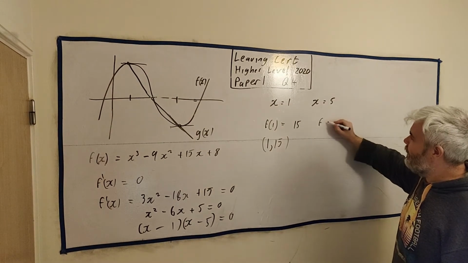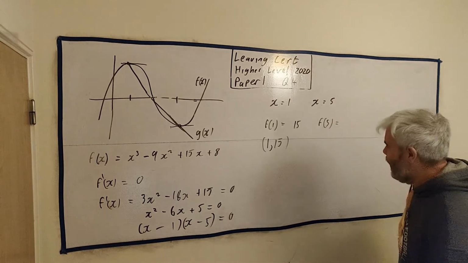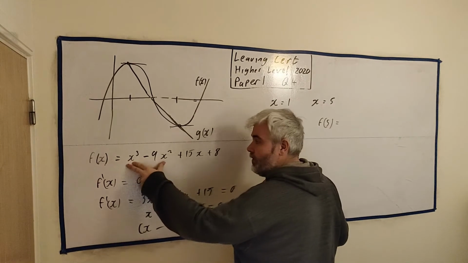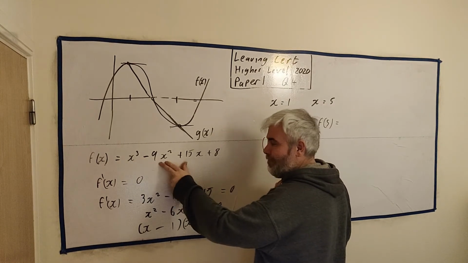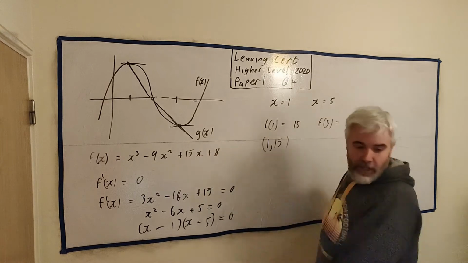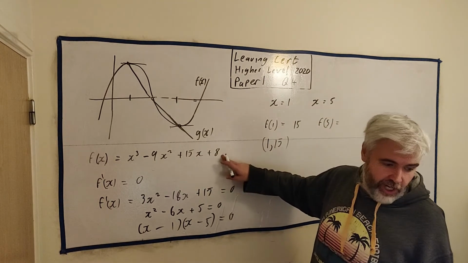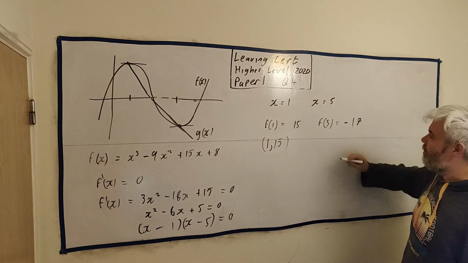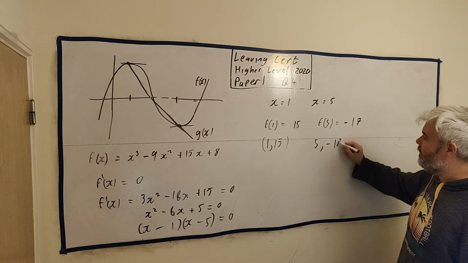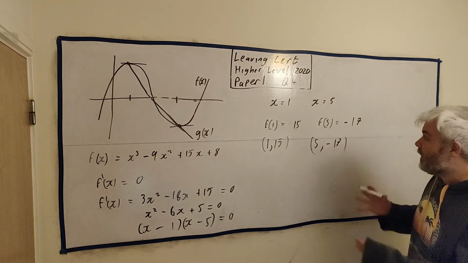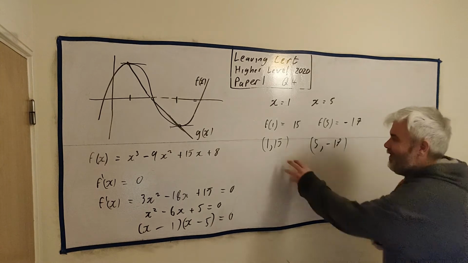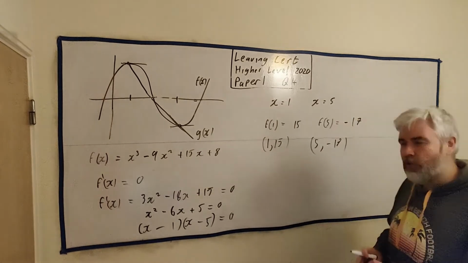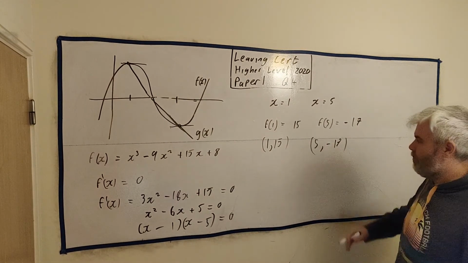Next one, I'm going to need to use my calculator, I'm afraid. I can't do this in my head too easily. f(5): we need 5 cubed minus 9 multiplied by 5 squared plus 15 times 5 plus 8. Now I'll just check my notes instead of using a calculator, and I get y is equal to minus 17, so the point is (5, minus 17), which again makes sense. This one looks like the maximum, this one looks like the minimum. They both roughly look like they're in the correct place, so you can start to feel a little happy that you're on the right track here.